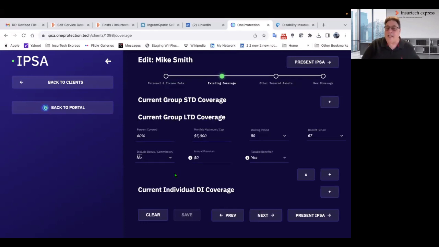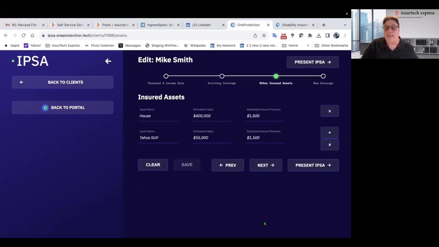Next, we're looking at his current coverage. He works and he has long-term disability insurance already at work. So obviously, we're here to insure the difference on what this group coverage at work does not cover. So we see here that it covers 60% of his salary with a maximum cap of $5,000 a month. The waiting period is 90 days. The benefit runs through age 67. Okay. And it's taxable benefits.